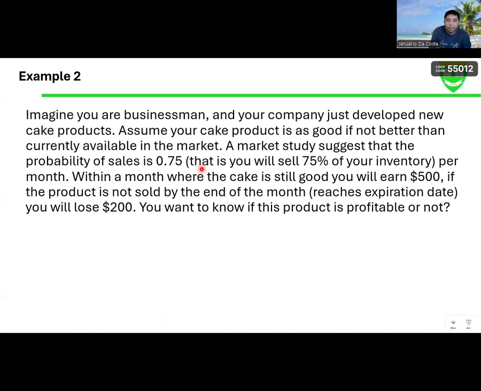But the probability, from the market study, so the probability of sales is about 0.75 per month. If one month you produce 100 cakes, then 75 of them will be sold. What happens if the product is not sold by the end of the night?